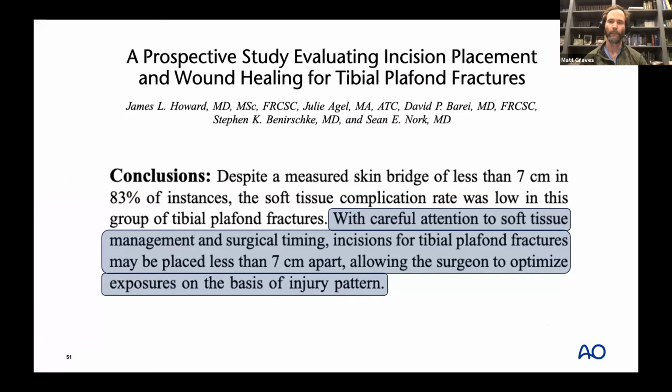One is risk of wound healing complications. I think that's nicely described in this study. So the 7-centimeter rule is more of a dogma that we really don't go by. We do make surgical incisions closer than 7 centimeters away from each other. That can be safe. There's a lot we still don't understand when it comes to the soft tissue around the ankle and its vascular supply. Realize you can do this. You have to be extremely careful with the soft tissue if you're going to do this.